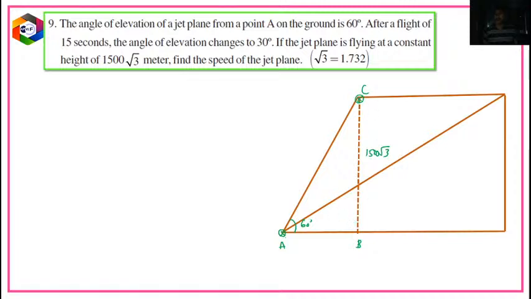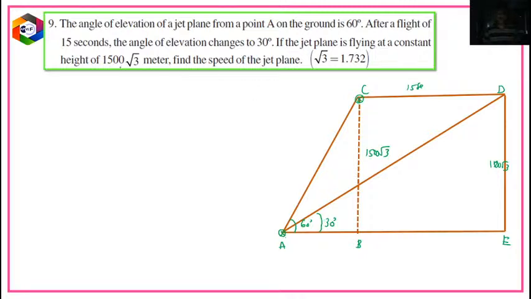So here the starting position of the jet plane is at C and this particular person is observing from the point A, the angle of elevation is 60 degrees. After 15 seconds, from C to D the jet plane has traveled. Let us think that this is DE. And the height has not changed, that is 1500 root 3 only. Since it is moving away from the person, the angle of elevation decreases. Now it is 30 degrees.